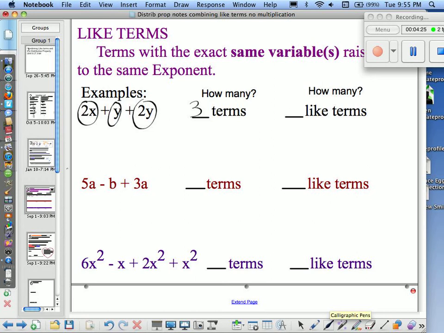So like term, same variable raised to that same exponent. So we've got y to the first and 2y to the first.